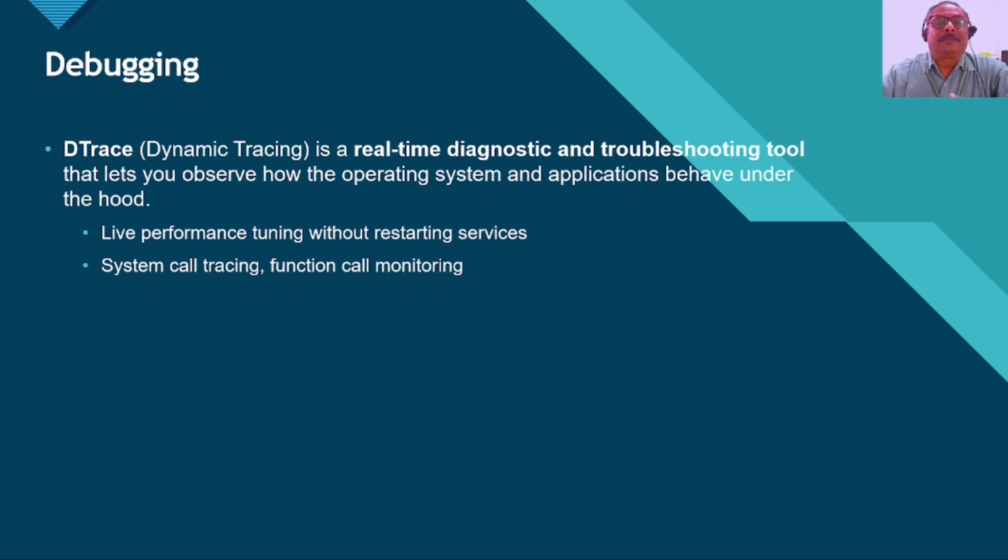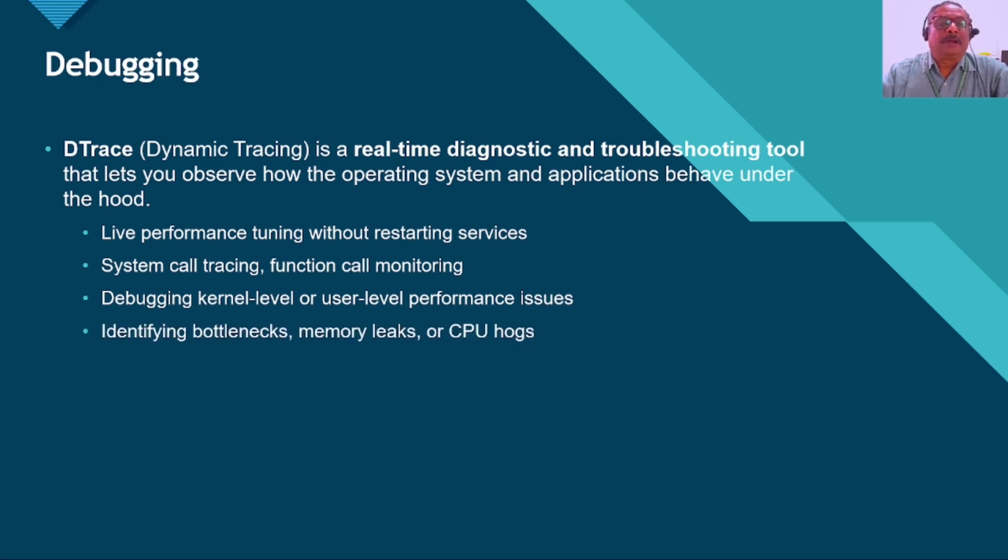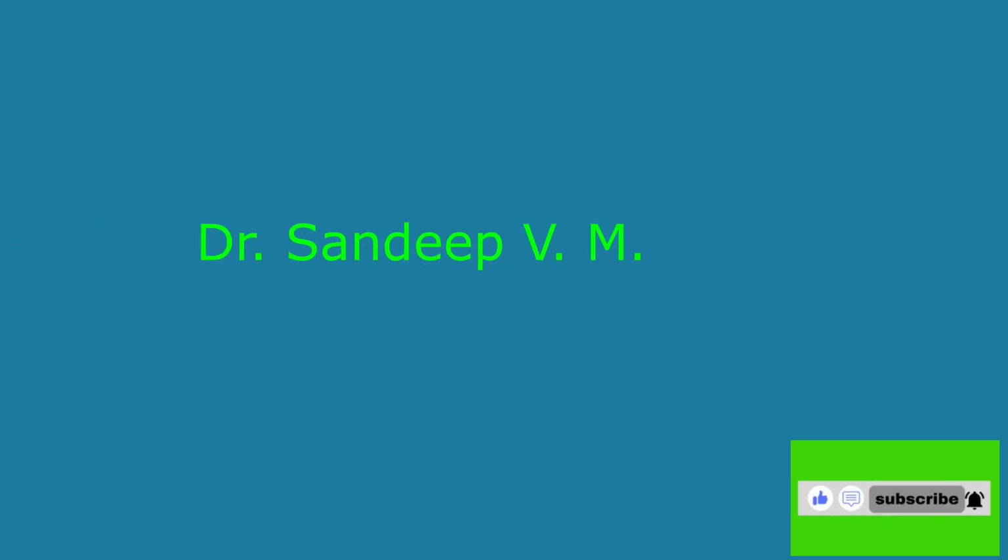System calls are regularly traced and function calls are monitored. Debugging of kernel level and user level performance issues is regularly done, and bottlenecks, memory leaks, and CPU hogs are regularly identified. And that's all about OS debugging.